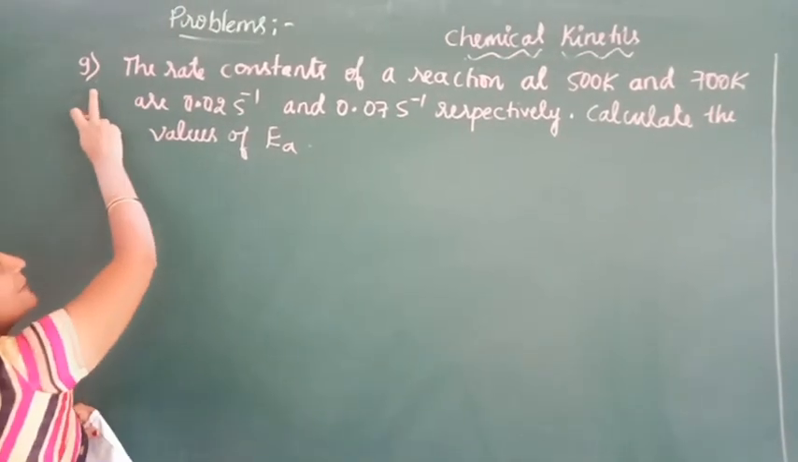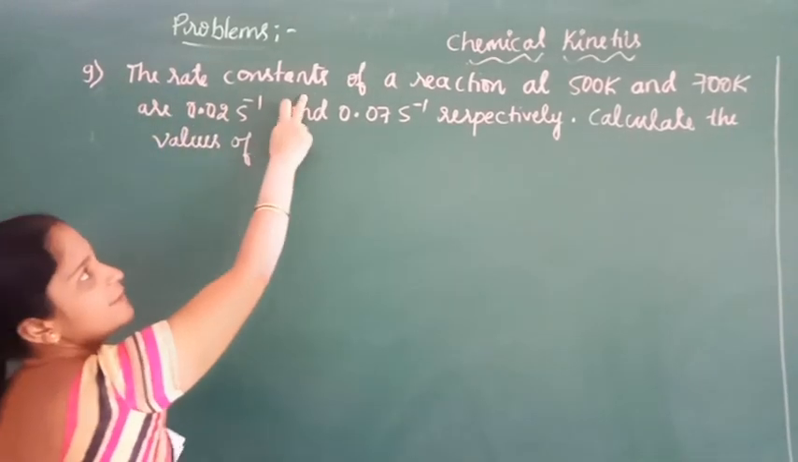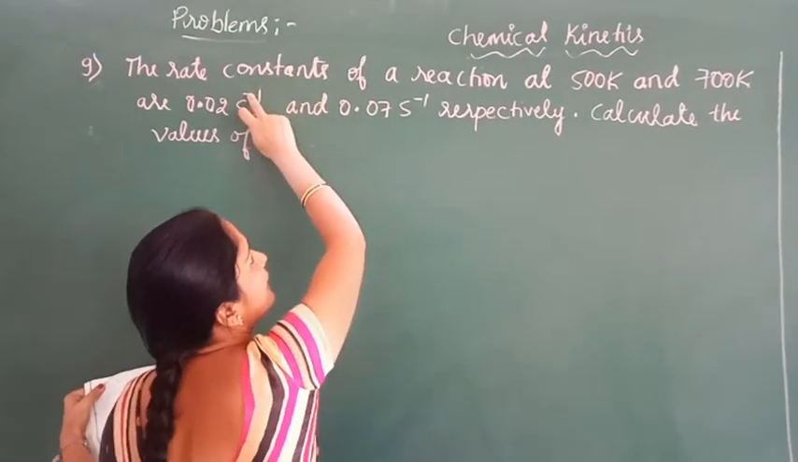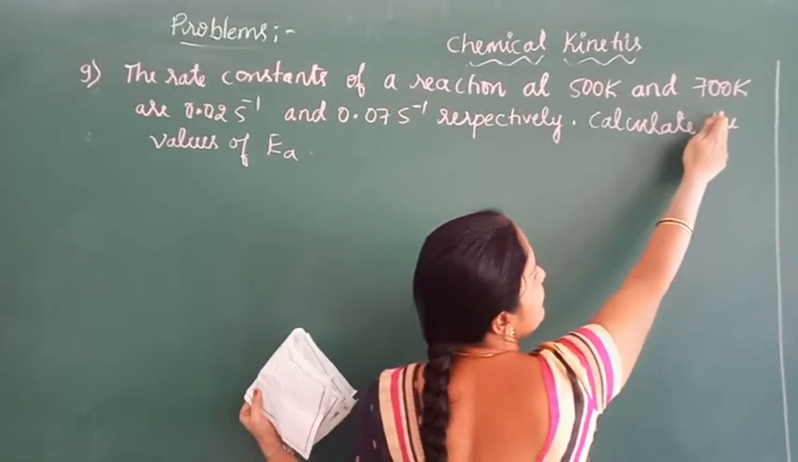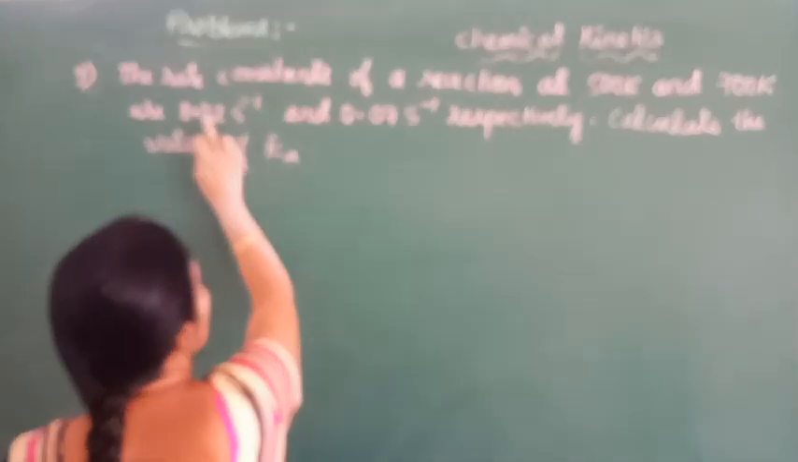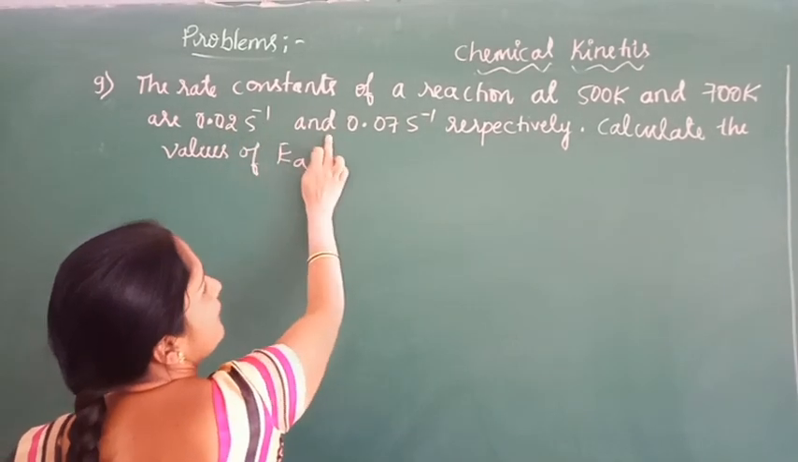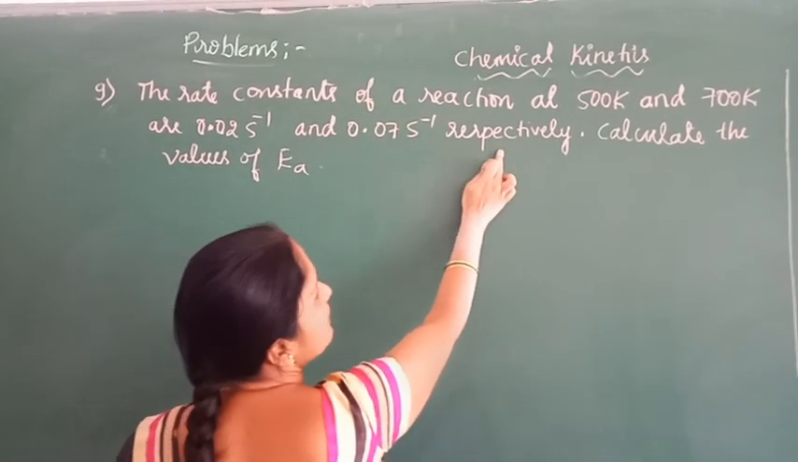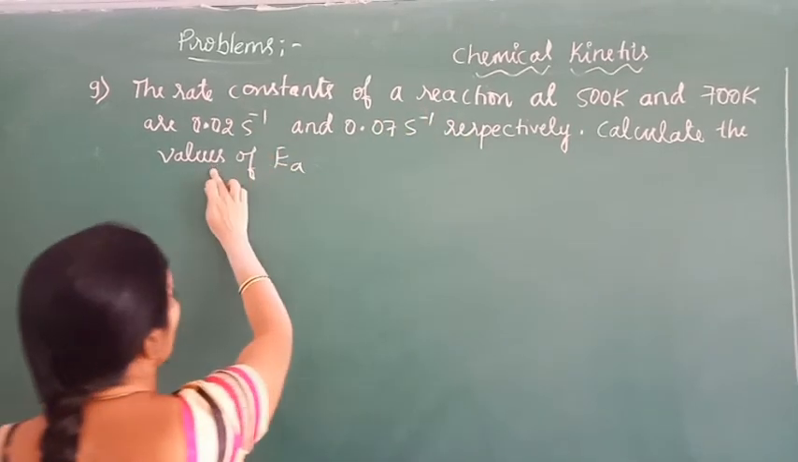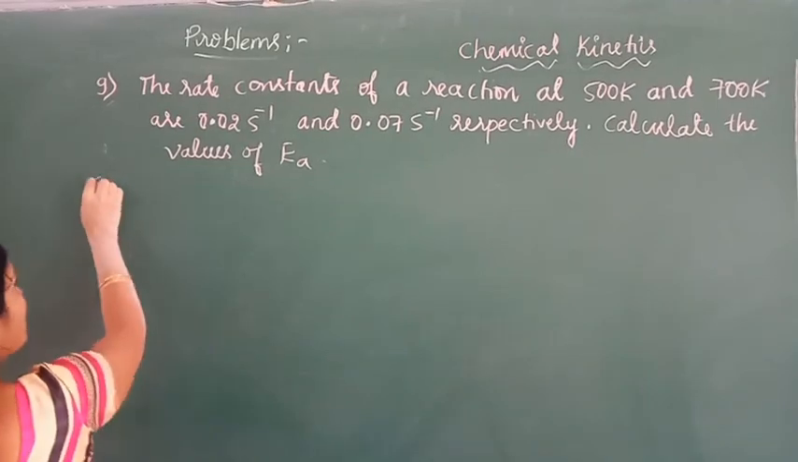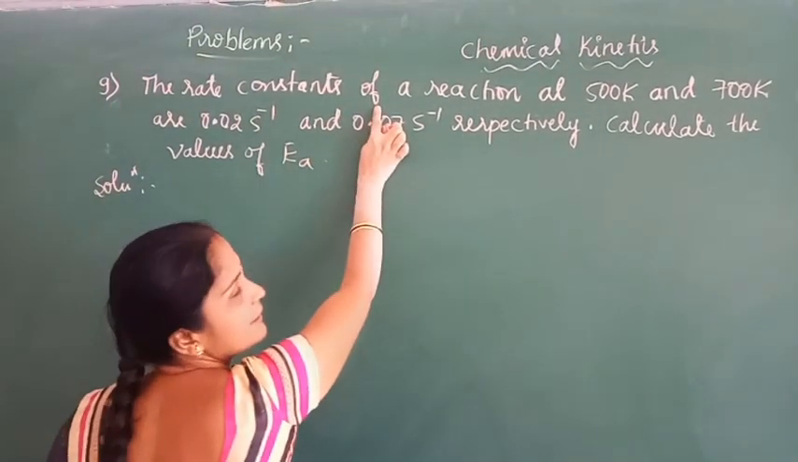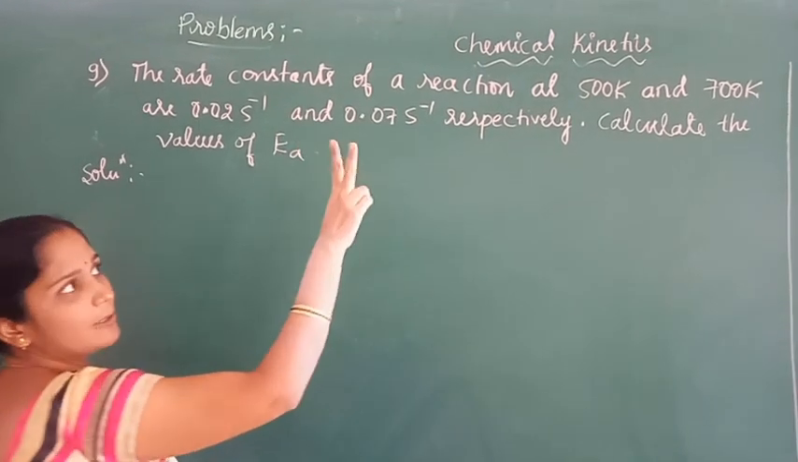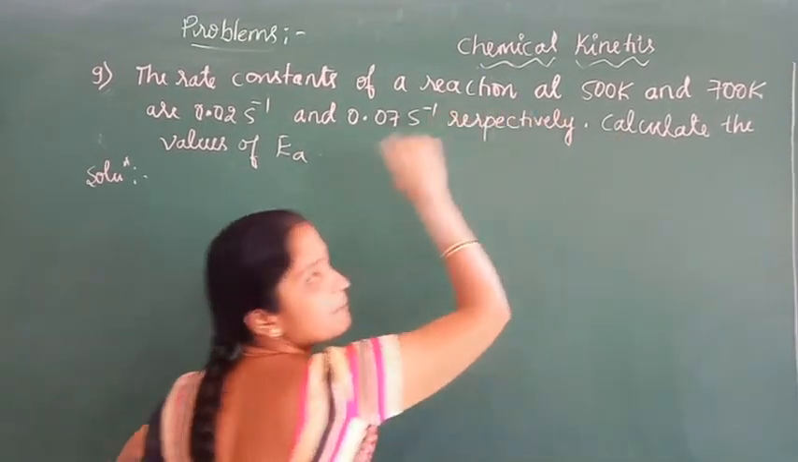The next problem, the 9th one: the rate constant of a reaction at 500 Kelvin and 700 Kelvin are 0.02 per second and 0.07 per second respectively. Calculate the value of activation energy, Ea is activation energy. Solution. So here they have given two rate constants at two different temperatures.